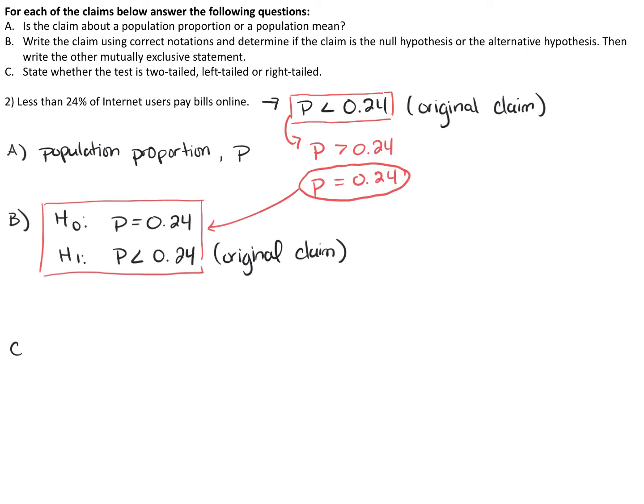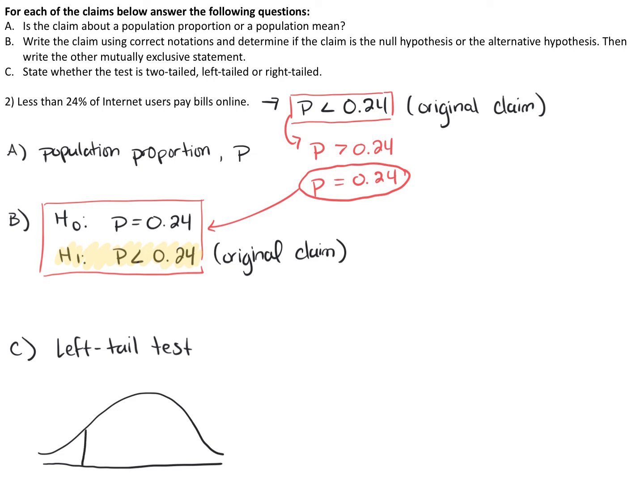And then for question C, to determine what type of test we have, you always look at the alternative hypothesis and then look at the symbol. So because the alternative hypothesis contains the less than sign, this means that we have a one-tail, left-tail test. So left tail test. And again, when you start looking at your results, you're going to look at the sampling distribution for sample proportions, and left tail means that your critical region is going to lie all on the left tail of your distribution.